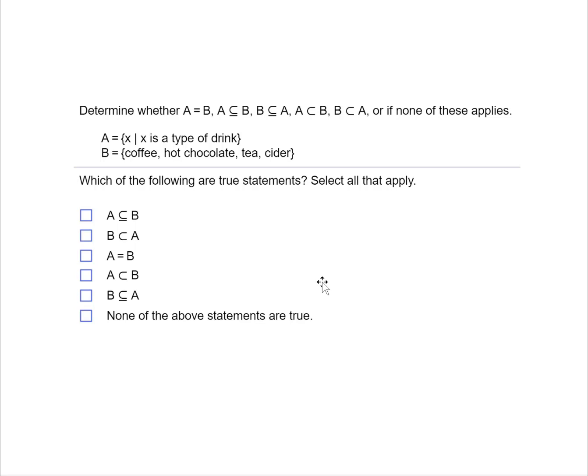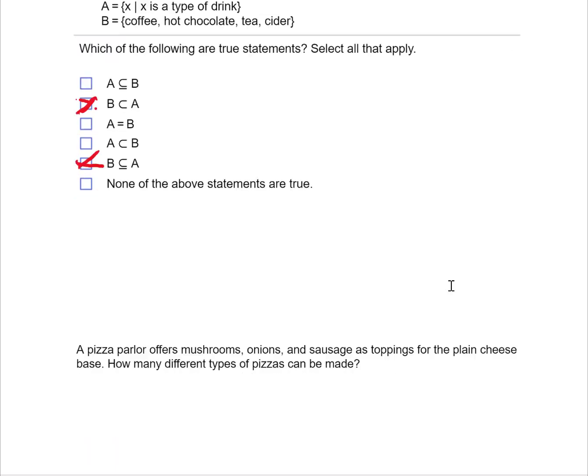So let's take a look at the answers here. The first one says A is a subset of B. That's not correct. B is a proper subset of A. That is correct. B is a proper subset of A, so that one's correct. B does not equal A. A does not equal B. A is not a proper subset of B. B is a subset of A. That one's also correct. So there's two correct answers there. B is a subset of A, and it's also a proper subset.